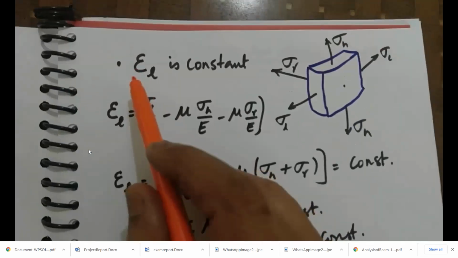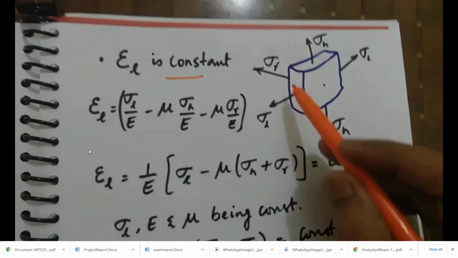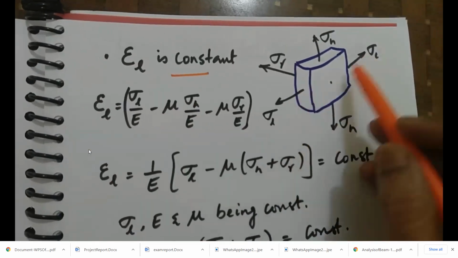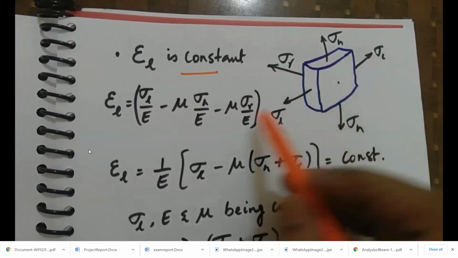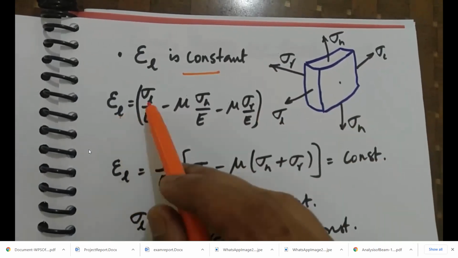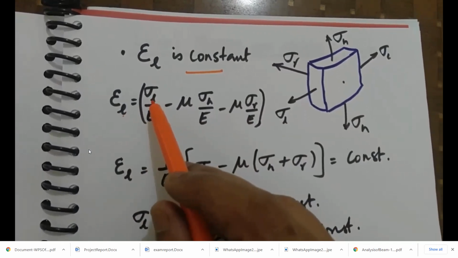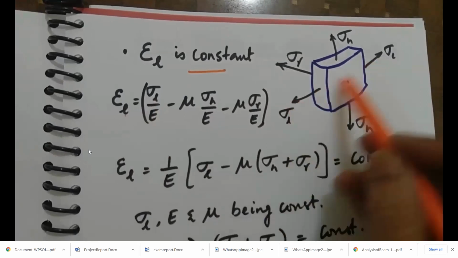So, here we write sigma L, which is the longitudinal strain, which is constant, and I have drawn the stress element again, the longitudinal stress, the radial stress and the hoop stress. So, we know this is the generalized Hooke's law, epsilon L is equal to sigma L by E, sigma L being the prime stress causing the strain in the longitudinal direction.